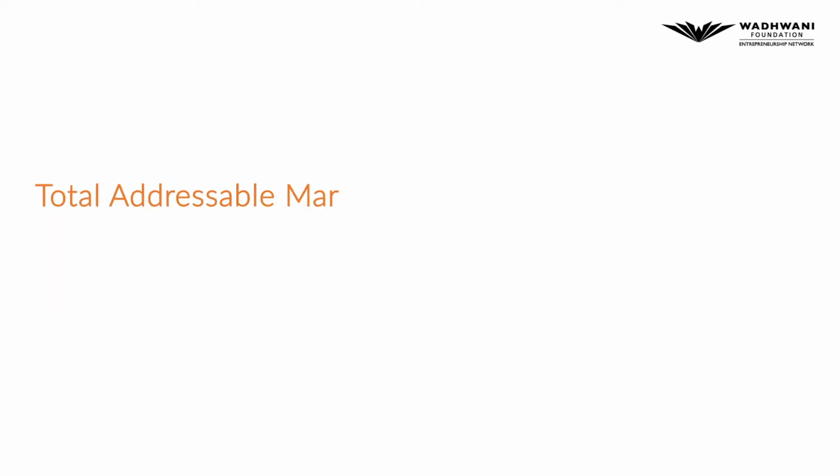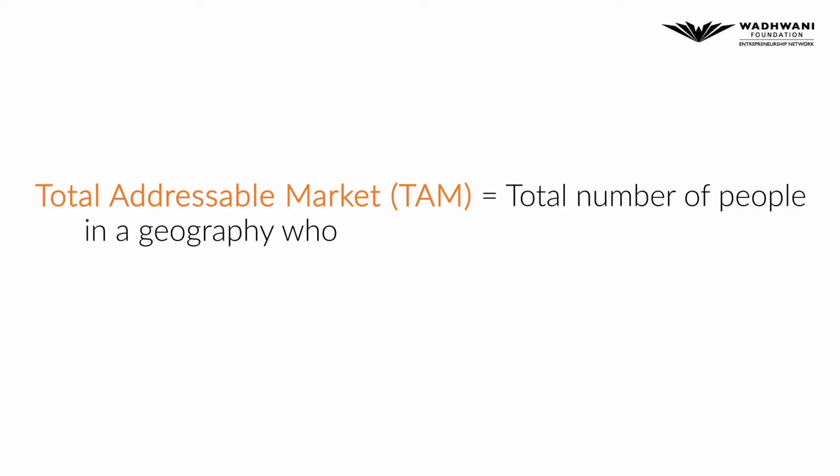Total addressable market, or TAM, is the total number of people in a geography who can use your product or service. Now, in case of the t-shirt business, you find out that a total of 100,000 people in your geography buy t-shirts. You need to decide what percentage of this total addressable market you want to capture. Say you want to sell to 5% of the total addressable market in the first year. That would mean you want to sell to 5,000 customers in 1 year.